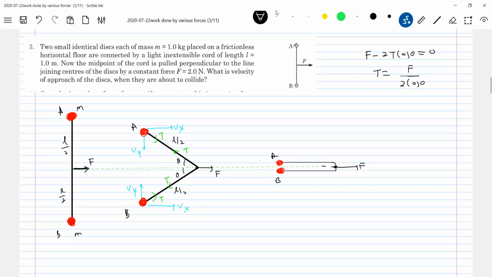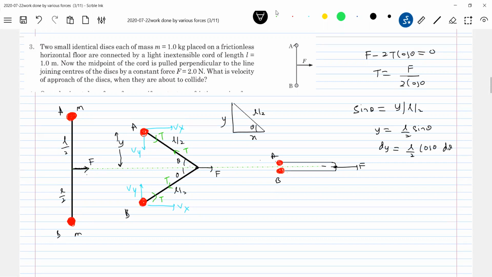Let me define some conditions here. This is y, this is L. From the triangle, this is x, L/2, theta and y. So what is sine theta? Sine theta equals y by L/2, or y equals L/2 sine theta. I'll differentiate: dy is equal to L/2 cos theta d theta.